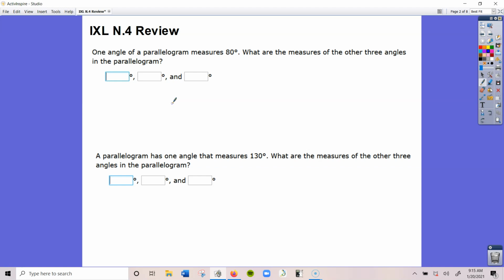And these are examples, and I'm doing it here because I will need to write to work this out. So for N4, you're given properties of a parallelogram and you have to find these missing angles or sides. So it says here that one angle of a parallelogram measures 80 degrees. And what are the measures of the other 3 angles in the parallelogram? So something to know about parallelograms.